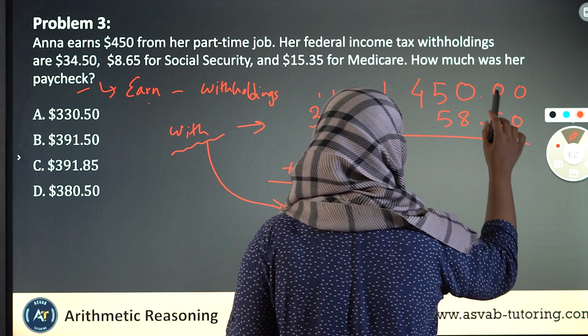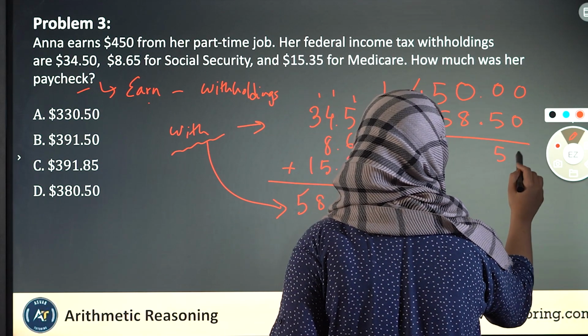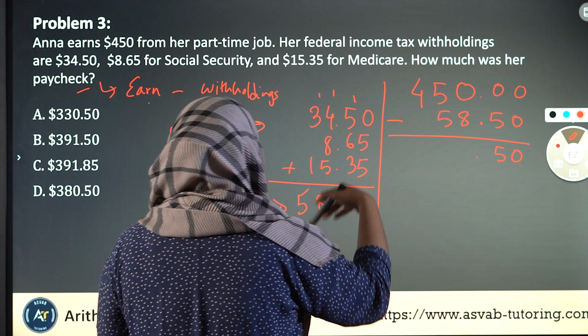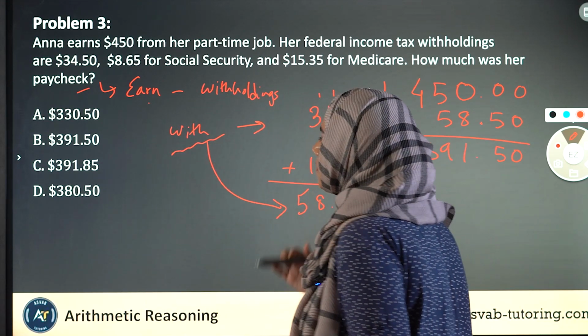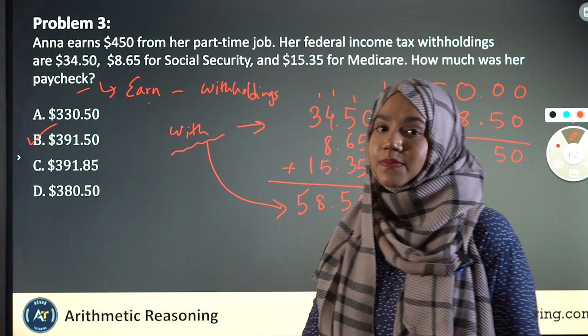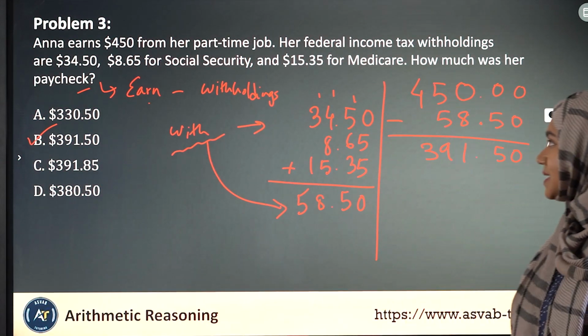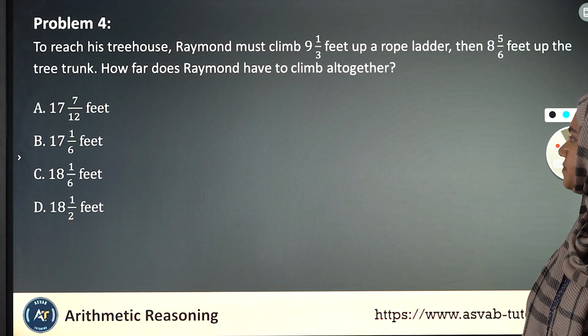So if I do the math here, if I take this as 100, it's going to be most definitely 50 here. And then if I bring everything else down, it's going to be 391. So as you can see, the answer is once again option B. Okay? So with that being said, let's move on to problem number 4.